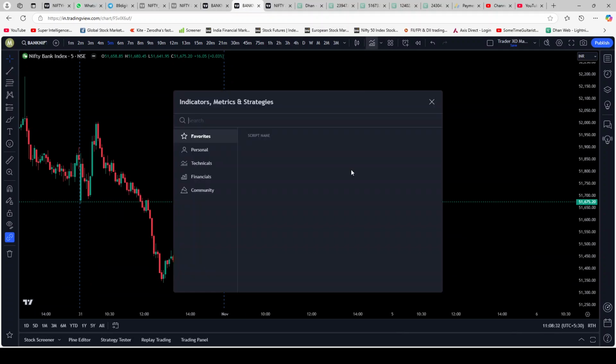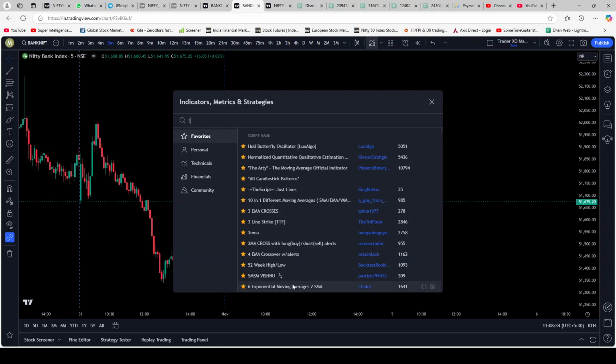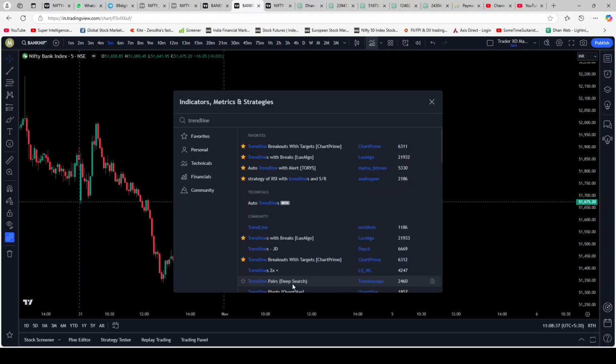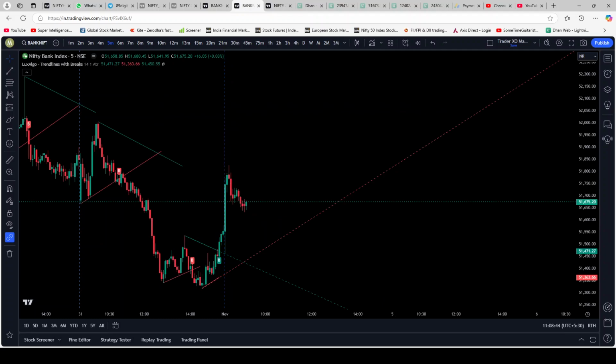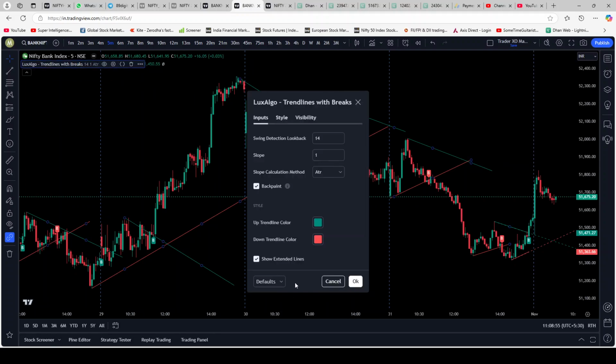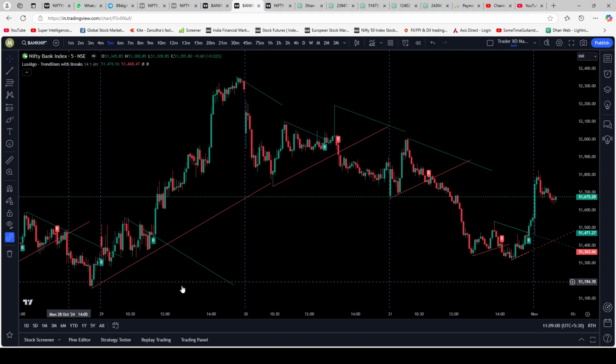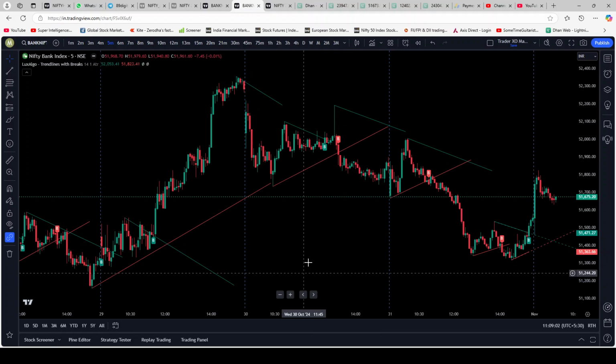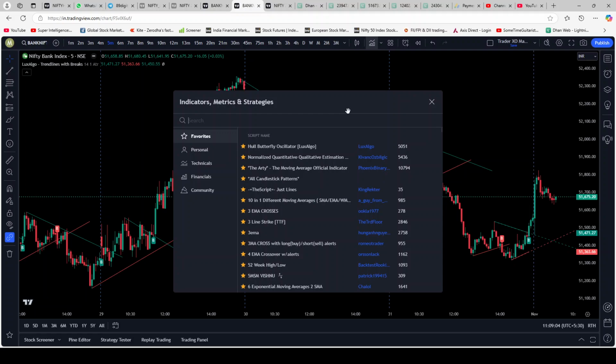The first indicator is Trendlines with Breaks by Lux Algo. Click on this. It looks like this. It'll show you when the trend line breaks. It's an absolute beauty. No changes are required. I'll also reset and show you that it's on default settings.